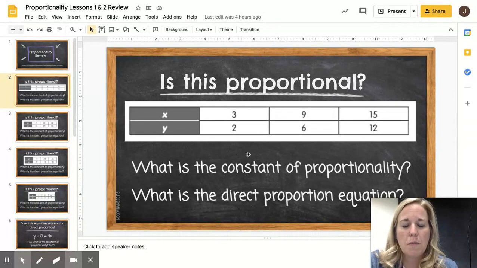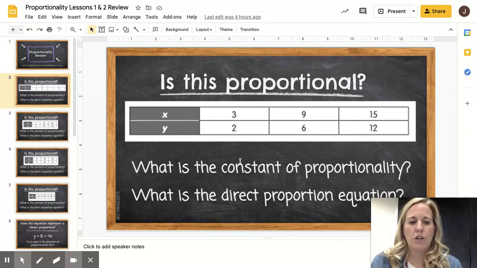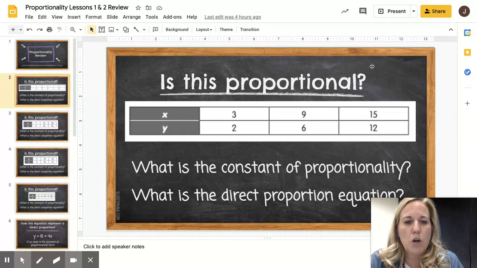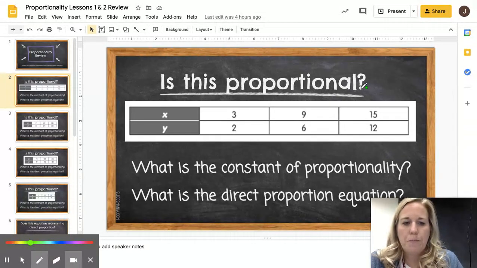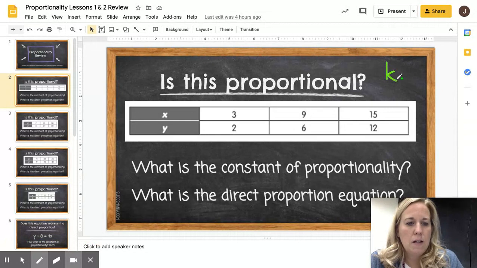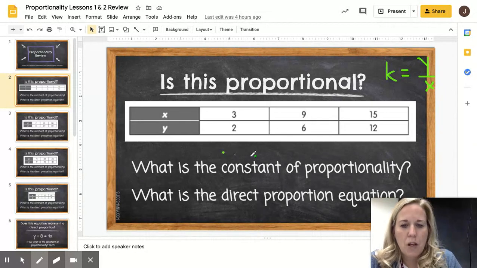All right, when you do this, remember to figure out if something is proportional or not, we have to find the unit rate. So remember, unit rate we do as K equals Y over X. So I take my Y and divide it by my X, because remember, fractions are always division problems. So I would take out my calculator, I would just say 2 divided by 3, and I find out that this is 0.6 repeating. Then I'm going to do it over here. 6 divided by 9. Oh, I get 0.6 repeating.